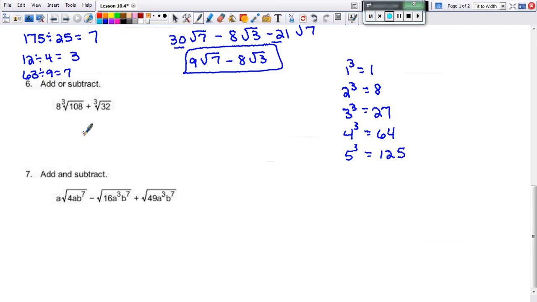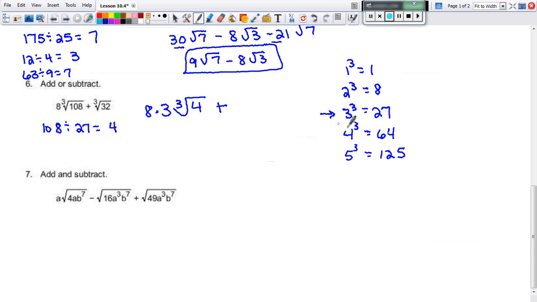Nope, 108 divided by 27 I don't believe will work. Yep, 27 times 4. So I can use this one here. 108 divided by 27 equals 4. So that goes in my radical, cubed root of 4. And whatever was in front of my exponent goes out front, so that's a 3. And the original problem had an 8 there out front.